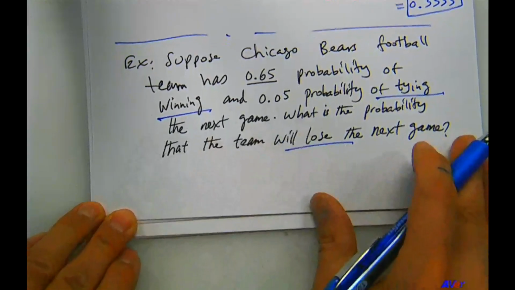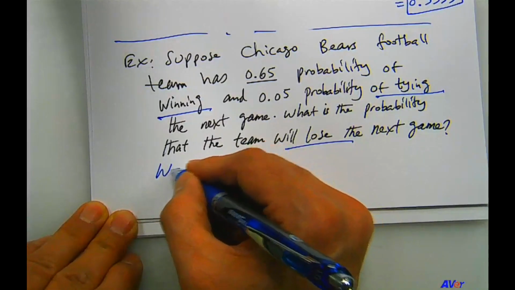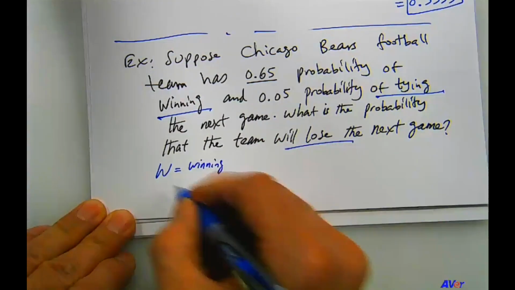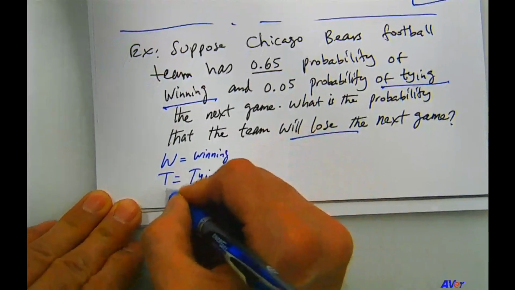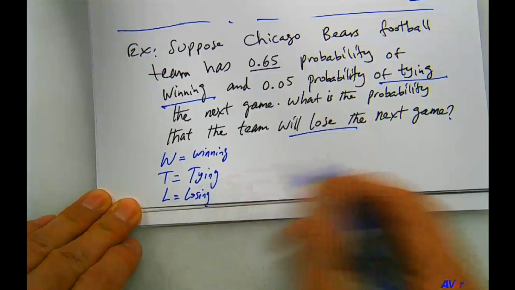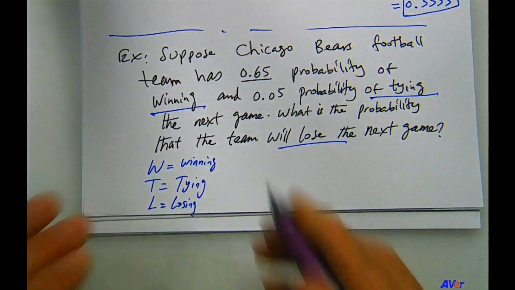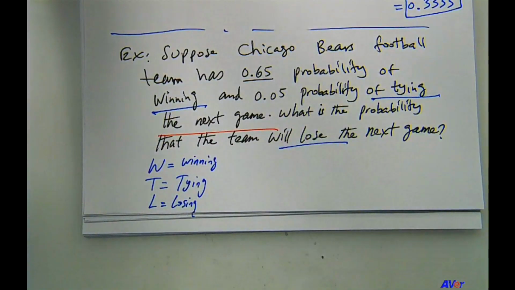So let's give these variables. Winning, let's take that as W, right? So winning and tying with T and losing with L. And they're talking about just the next game, right? So this is not their overall stat here, but this is just about whoever the competition is next, that's the probability of these events occurring.